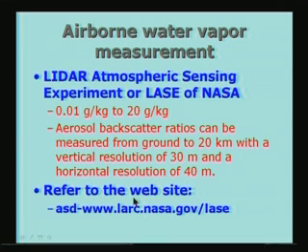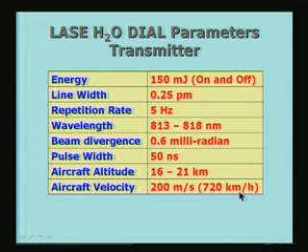The details are actually given in the website which is given here. If more details are required, one can go to the website, but I am going to give some characteristics which are again taken from the same website. So, the energy of both the on and off laser beams is 150 millijoule in each pulse. Line width is 0.25 picometer. So, the line width is very narrow. Repetition rate is 5 hertz, so every second there are 5 pulses transmitted.